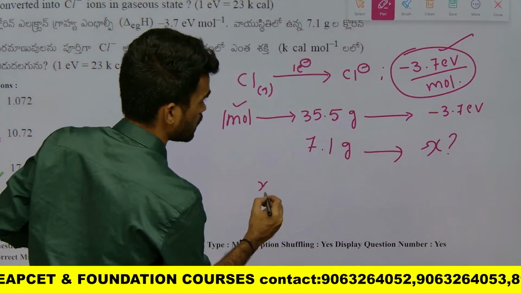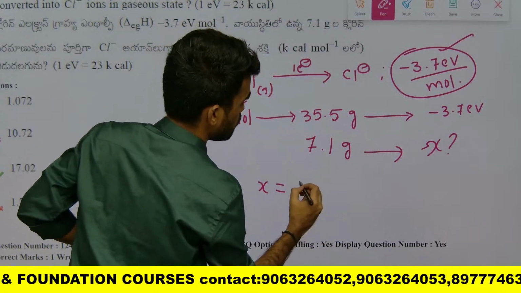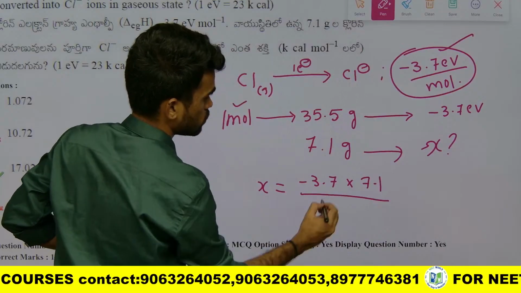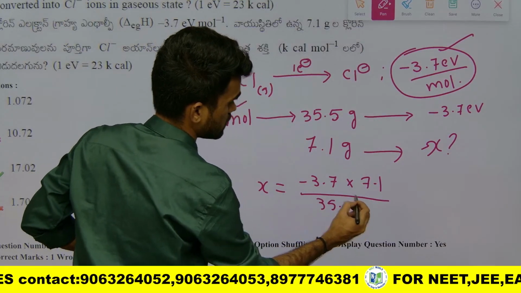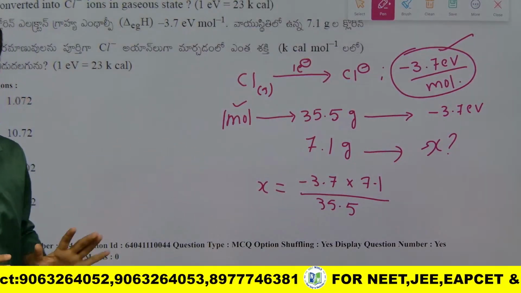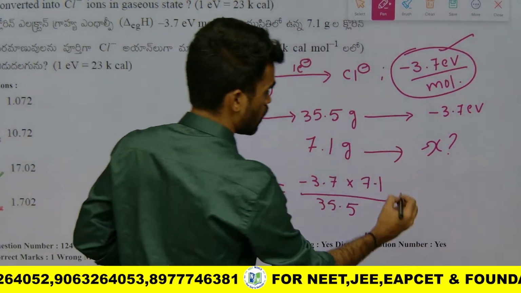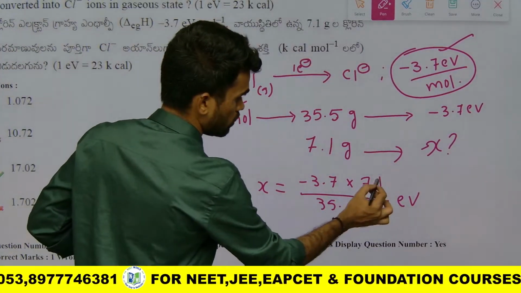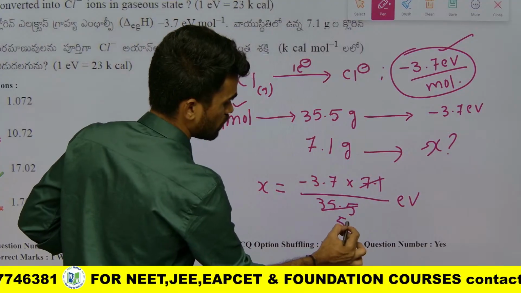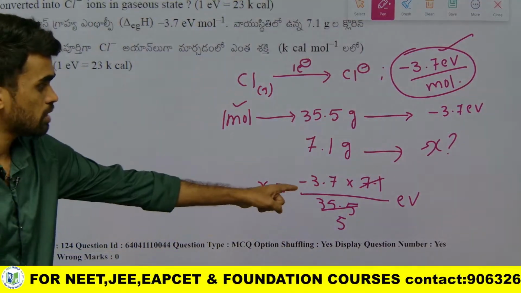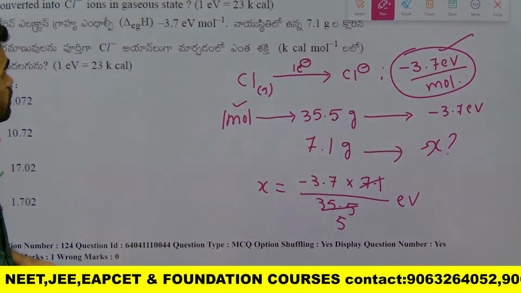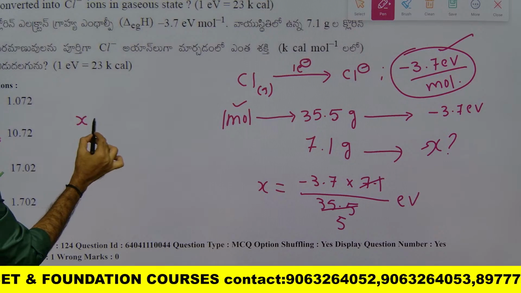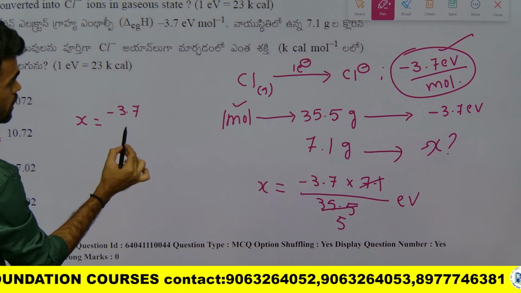So x will be equal to minus 3.7 into 7.1 divided by 35.5, that's it. If you do it like this, you will get some answer. This answer will be in electron volt. But we want our answer to be in kilocalorie per mole. So x can be taken as minus 3.7 by 5.